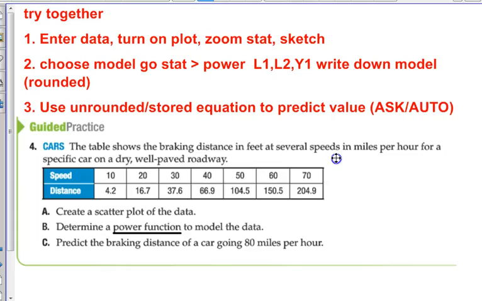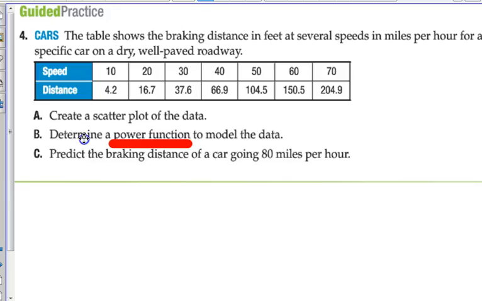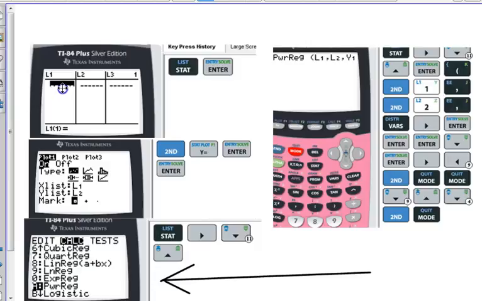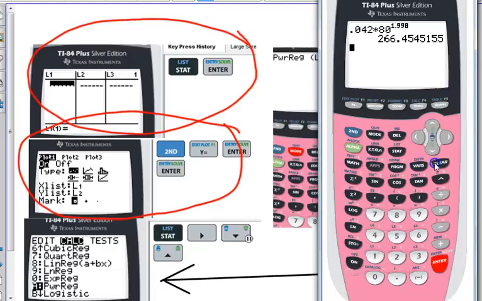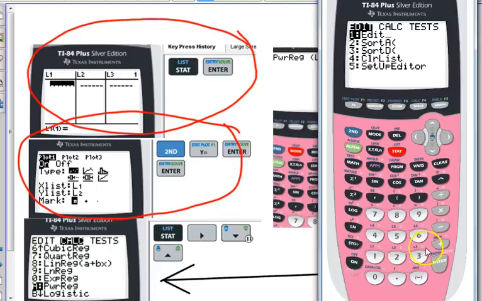Ready? All right, so to start, this is the question off your notes. To start this question, we're going to enter the data into list 1 and list 2. Then we're going to turn on the stat plot and do a zoom stat. That's all for part A. So we go stat, enter. I have it here. Okay, stat, enter should get you to this screen where you put in the data. And then second y equals, we're going to turn on the stat plot. I already have mine in.